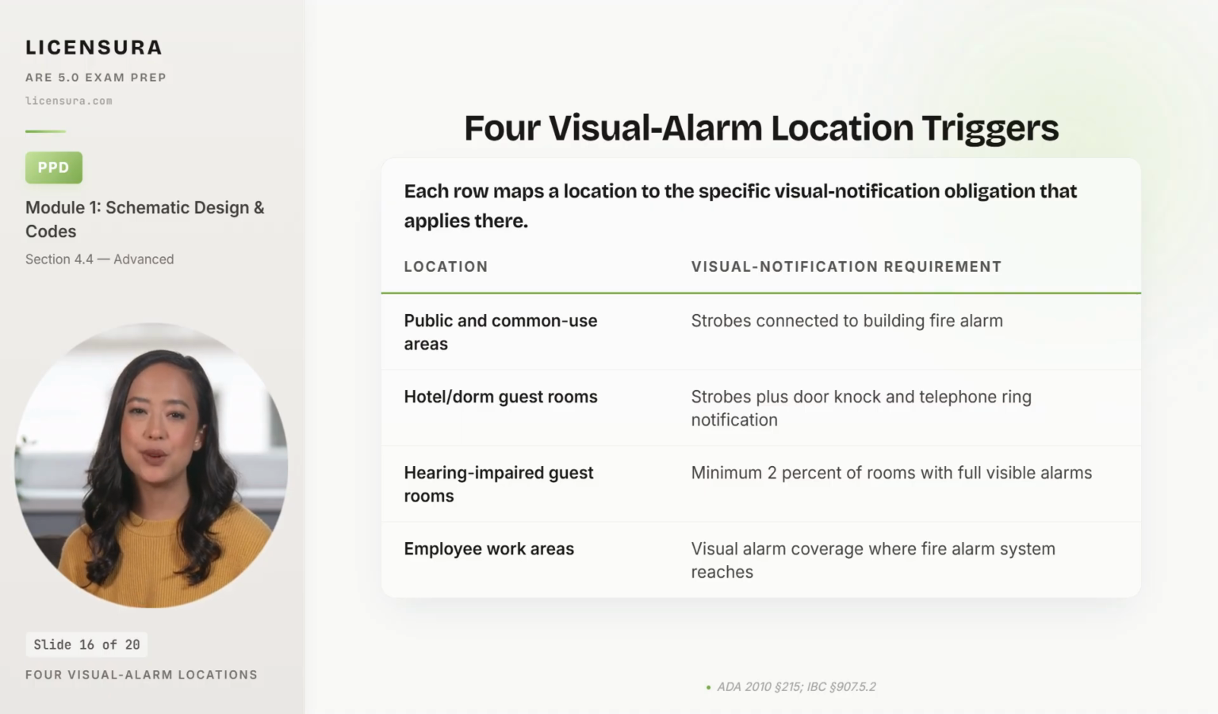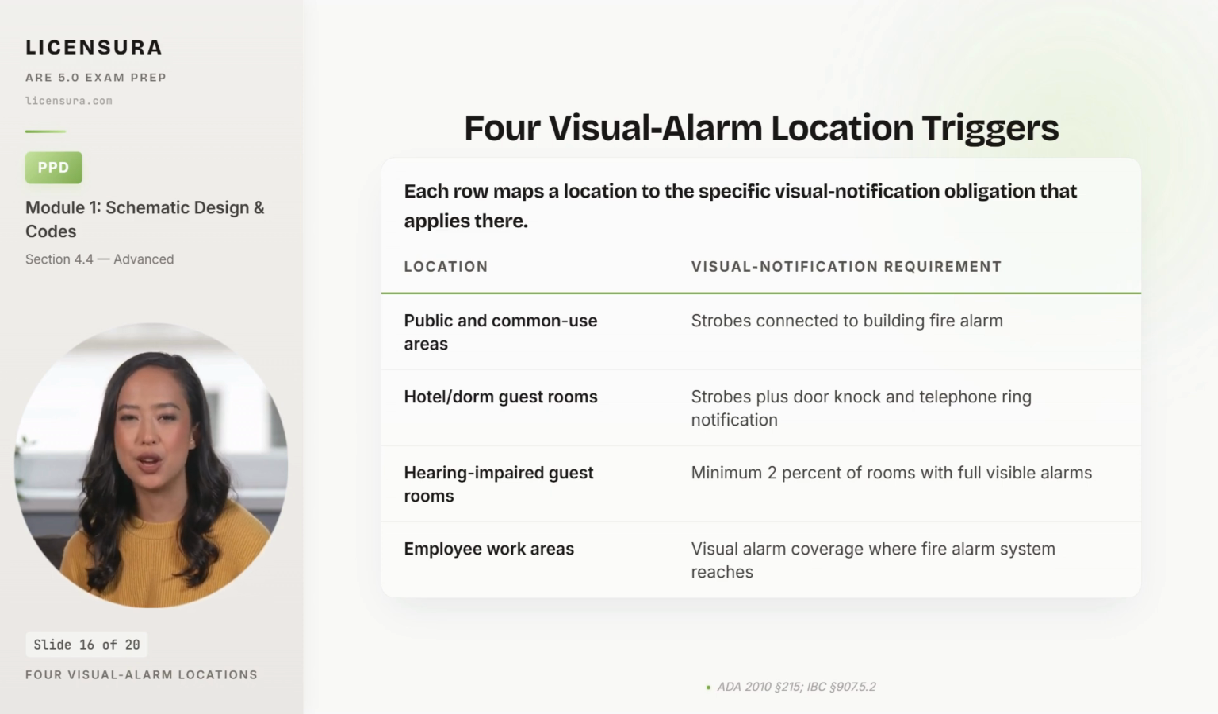Third, at least 2% of hotel and dorm guest rooms must include full visible alarm features, including beds equipped with bed shaker devices for sleeping occupants, never less than 1 room, and the accessible rooms must span the available room types. Fourth, employee work areas need visual alarm coverage wherever the building fire alarm system reaches them. The mistake most architects make is treating visual alarms as a public spaces only rule and skipping the employee back-of-house areas. The inspector cites the omission and the firm pays for the retrofit.